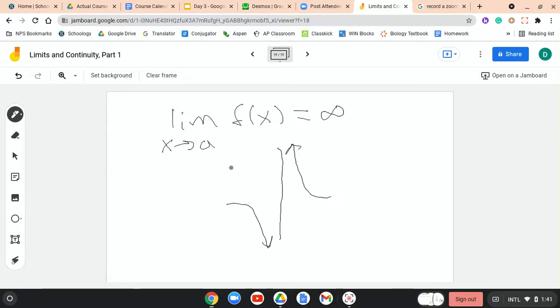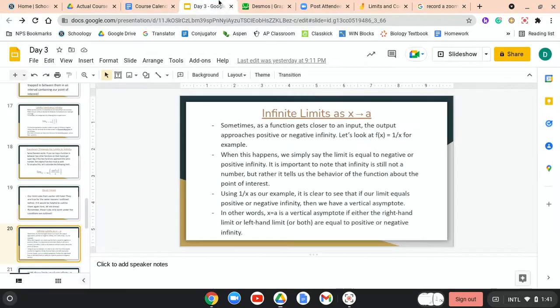So as a result, if we evaluate a limit, either a right-handed limit, a left-handed limit, or even just a general limit, and we get infinity or negative infinity, it tells us that there's going to be a vertical asymptote at that point. So if the point we're evaluating is at input a, then the vertical asymptote will be the equation x equals a. That's useful to know.